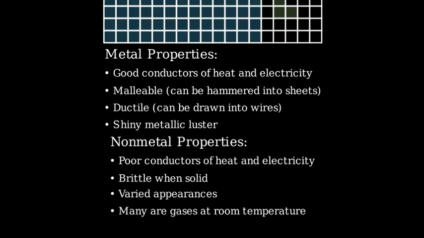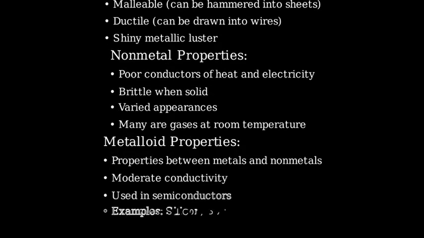Finally, let's examine metalloids. Metalloids have properties that are intermediate between metals and nonmetals. They can be somewhat conductive, but not as much as metals. Silicon, for example, is a metalloid that's crucial in making semiconductors for electronics.